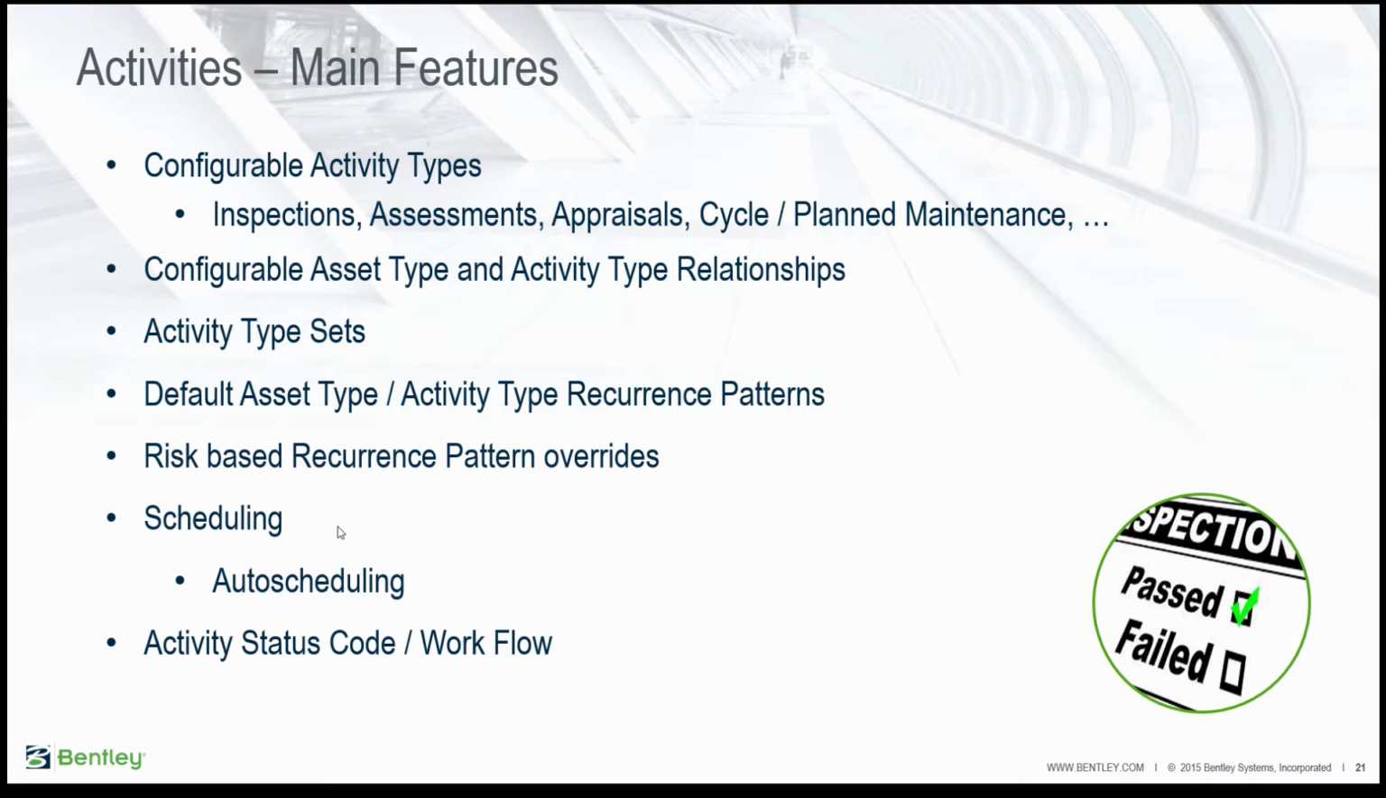And the scheduling engine within AssetWise allows those activities to be scheduled to occur at the appropriate time depending on the recurrence pattern. It also allows auto scheduling, whereby the system will automatically calculate when the next activity for an asset is due based upon the completion of the previous activity of that type. Activities also have a status code, allowing the position within the life cycle of the activity to be recorded.